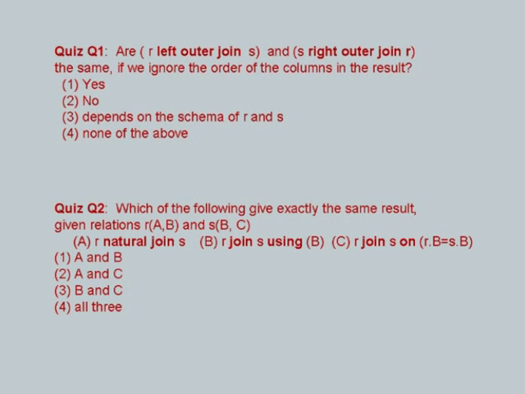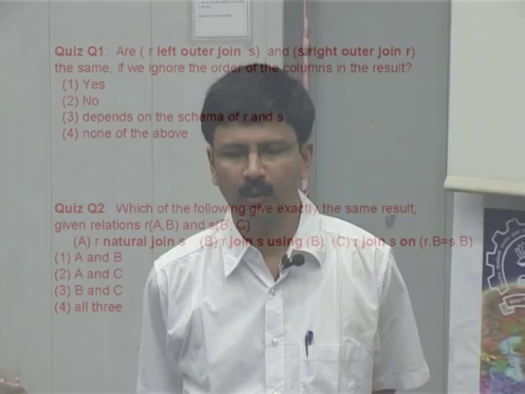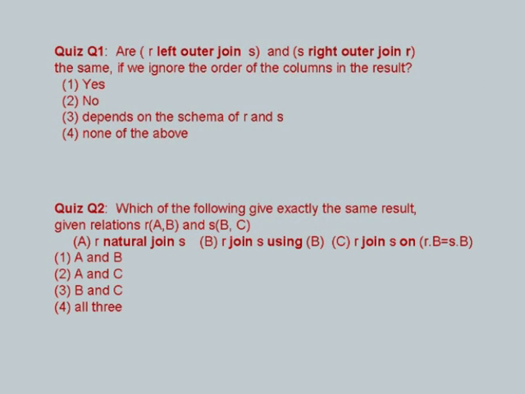But before we see the responses, let us look at the question and see what are the options we have. The question was, which of the following gives exactly the same result given these two relations? The common attribute is B. So, as we have seen before, R natural join S is exactly the same as R join S using B, because B is the only common attribute. Those two are going to be exactly the same as we have defined.